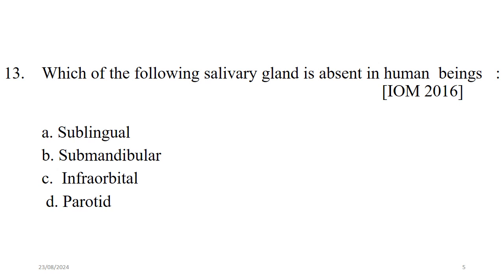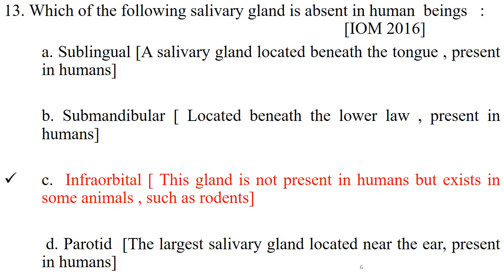Question number 13. Which of the following salivary glands is absent in human beings? The options are A. Sublingual, B. Submandibular, C. Infraorbital, D. Parotid. The correct answer is option C. Infraorbital, because this gland is not present in humans but exists in some animals such as rodents.